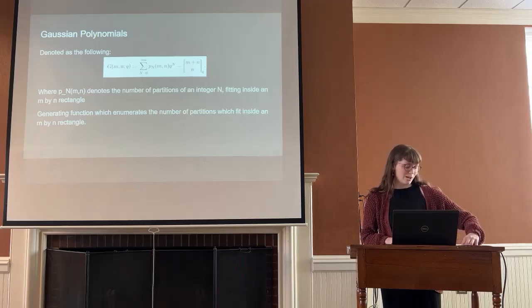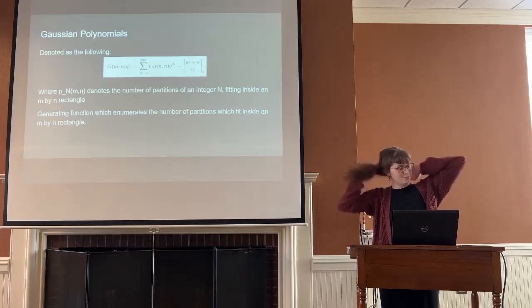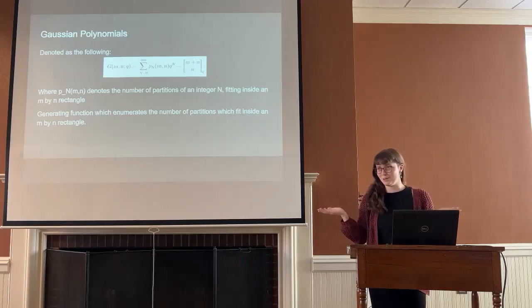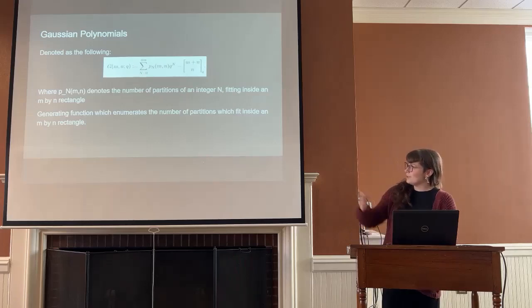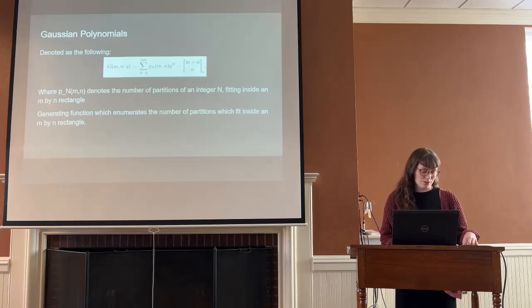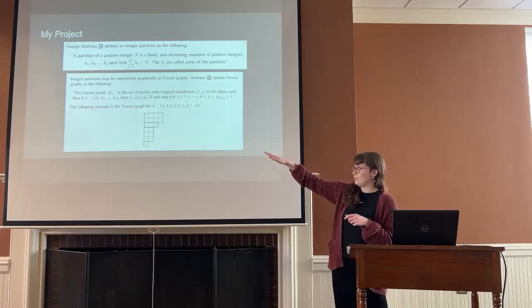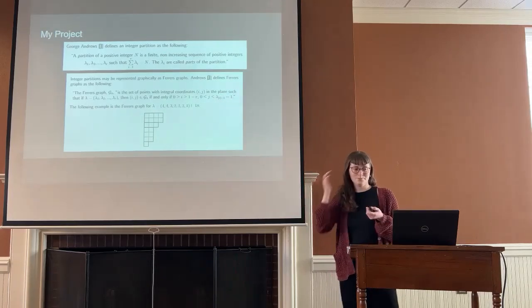So this is all still background. There's, I guess, quite a bit of background for this. But before you learn over-Gaussian polynomials, you have to learn Gaussian polynomials. So denoted as the following, Gaussian polynomials enumerate the number of partitions which fit inside an m by n rectangle. So if you go back to the Ferrers graph, this fits into a 7 by 4 rectangle. That's the idea.